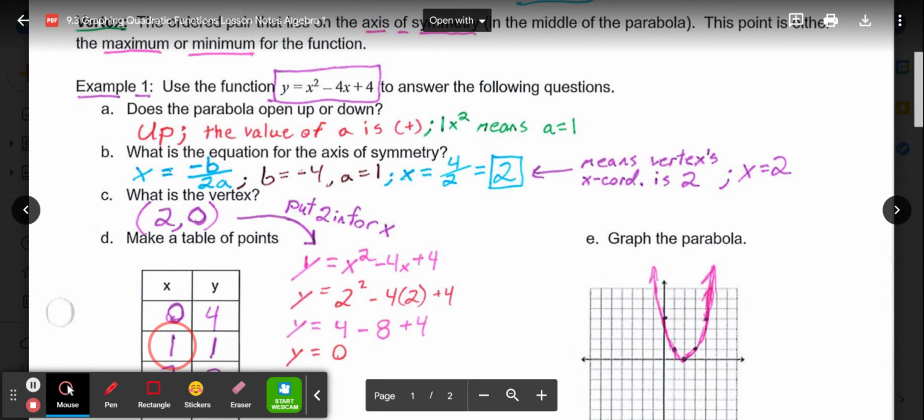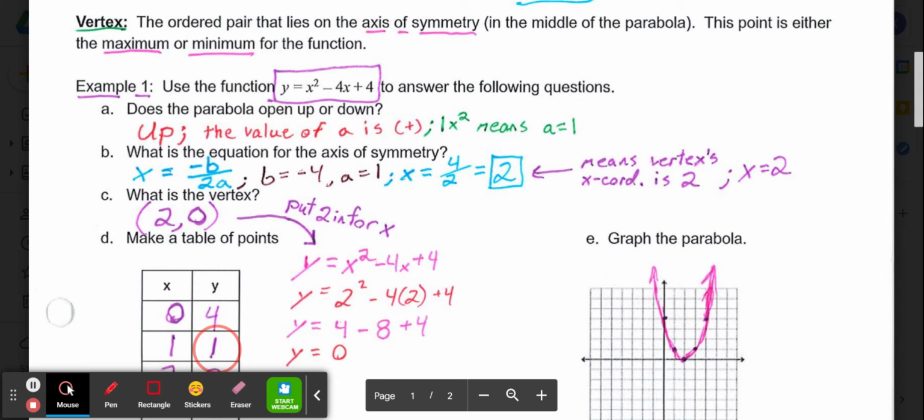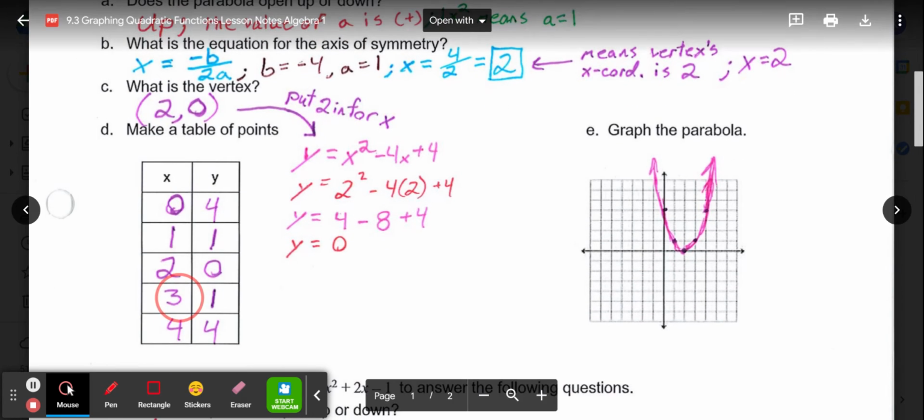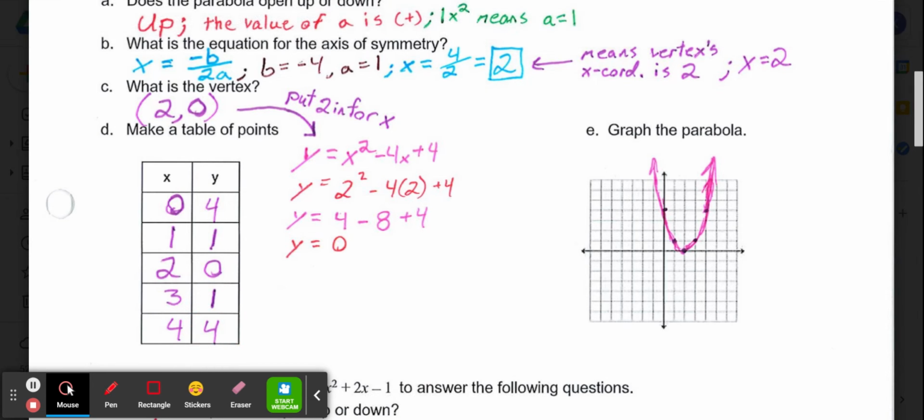If we put a 1 in for x into this equation, we get a 1 for y, so that point is 1, 1. Then when we put in the 3, we would have x squared minus 4x plus 4, so 3 squared minus 4 times 3 plus 4, giving us 1. And when we put in a 4, we end up with y equals 4.